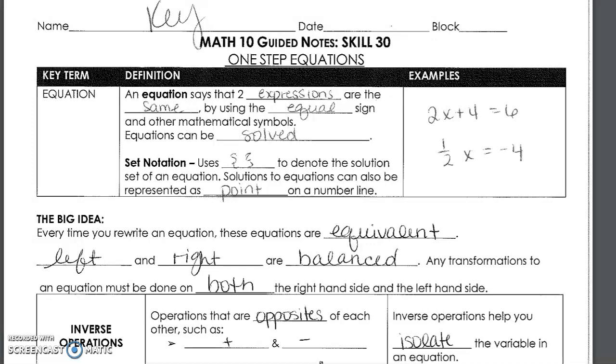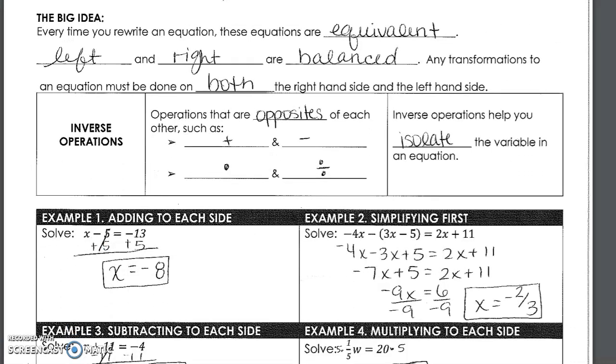2x + 4 = 6, 1/2 x = -4. There are expressions on either side of an equal sign, and I'm sure you've heard the idea of it being balanced, which are the next couple of blanks. Every time you rewrite an equation, the equations are equivalent. That's why it has an equal sign on both the left and the right. They are balanced. Any transformations to one equation must be done on both the right and the left-hand side. Opposites, we've talked about opposites before this year: adding and subtracting, multiplying and dividing. The opposites undo each other. So if you have something that's being added, you subtract it. If you have something being divided, you multiply it.